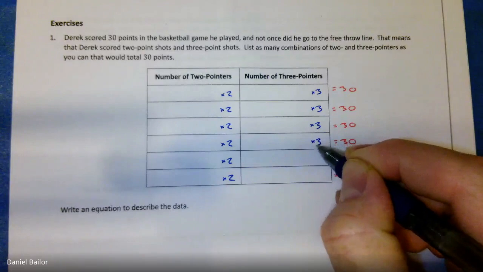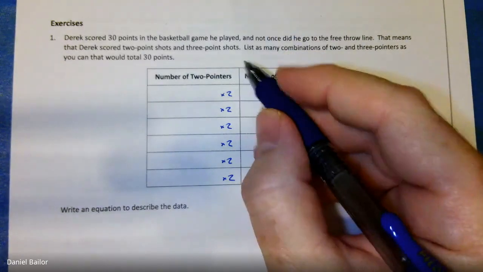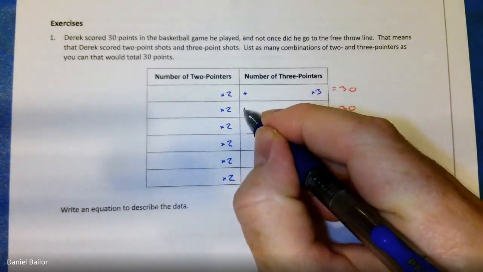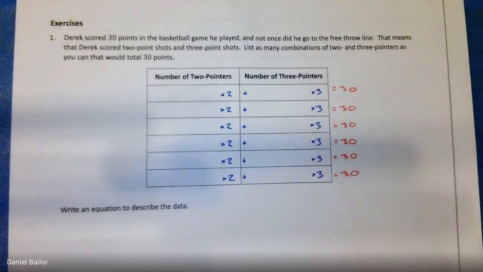The 3-pointers get multiplied by 3. And we add the 2-pointers and the 3-pointers together to get his total points. So what can he do? What are the different possibilities?